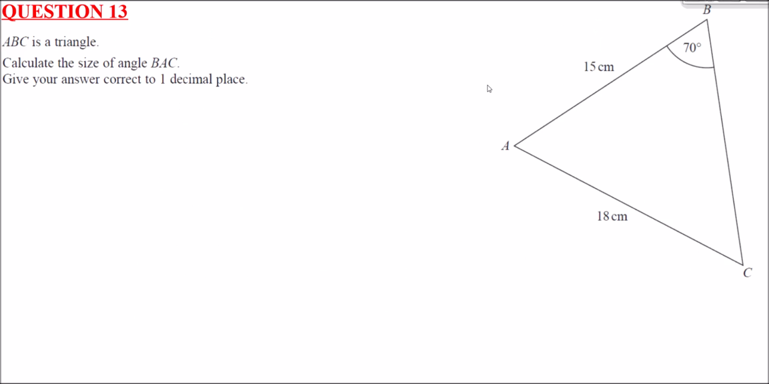Question 13, ABC is a triangle, and we have to calculate the size of angle BAC. So for this one, BAC is the angle at A here. And I need to work out that angle correct to 1 decimal place. A key spot is I know an angle and an opposite side. So this is going to be a sine rule question. I don't know this angle here yet though, but if we worked out that one, I can then work out BAC after. So I know 70 and 18.